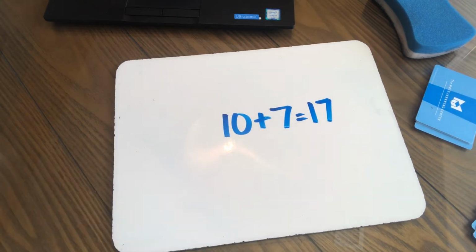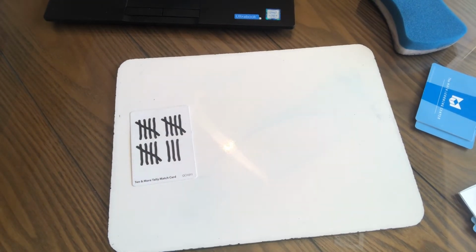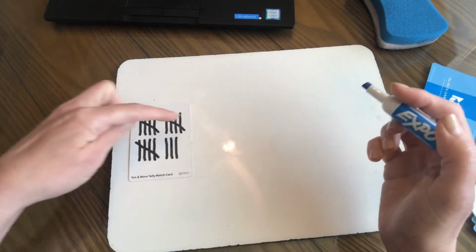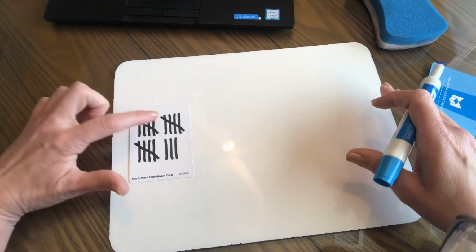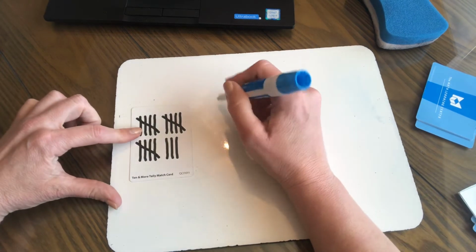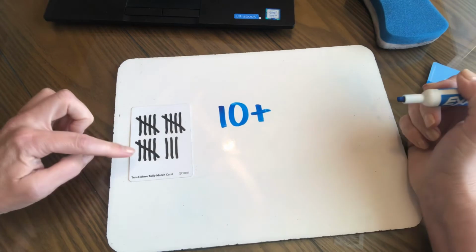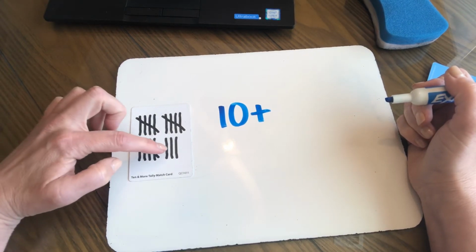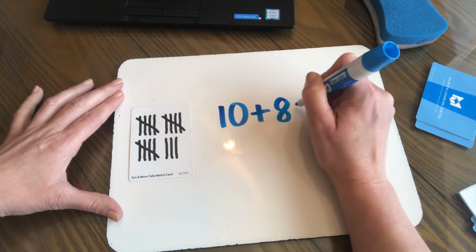All right, let's look at another card. Oh, this one is very similar to the one that we just finished. I love that. So I notice when I look at this card that we have a group of 10 on top. So I'm going to write that down. And we have some more on the bottom. Let's count. 5, 6, 7, 8. So this number is 10, 8.